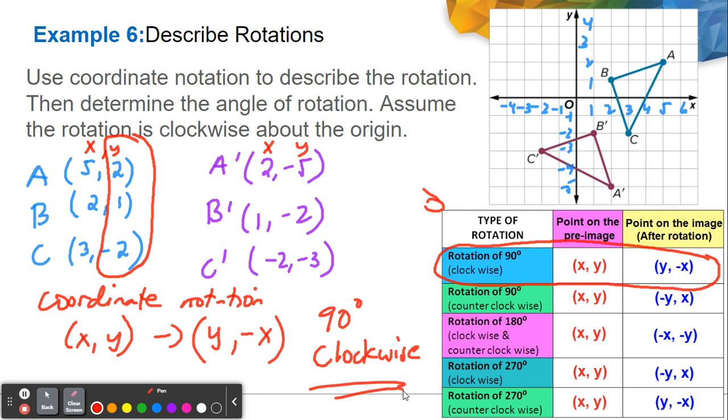That is how we check and how we describe our rotation. So there you have it. We already know how to rotate our image, how to get the ordered pair for our image, the rules of rotation, and how to describe our rotation. Please complete your guided notes and go back to the part of the video where you are still having a little confusion.